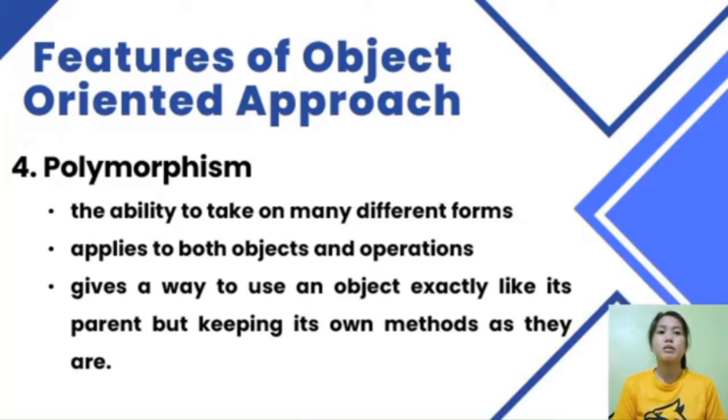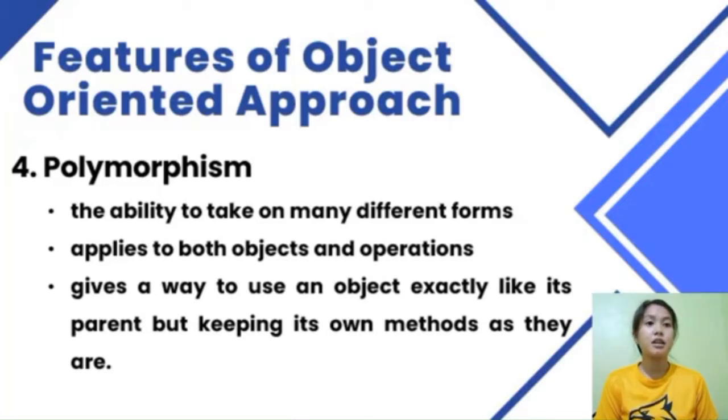So, we have now seen how inheritance enables us to use a parent object to define a child object. The problem is that the child might have a different way of implementing a method. Polymorphism gives us a way to use an object exactly like its parent, but keeping its own method as they are. As an example, let's look at a vehicle object. We can use this object to create other objects like a car, a truck, or a motorcycle. If the vehicle has a start method, it may be implemented by each child object differently. Polymorphism enables each child object to implement the start method differently.